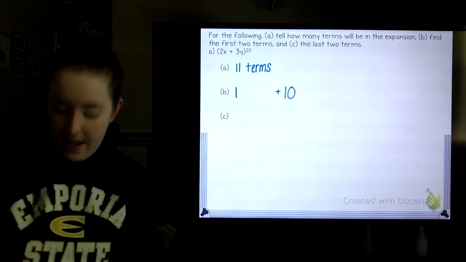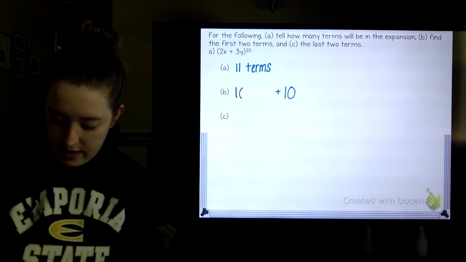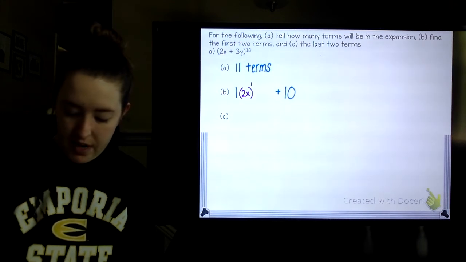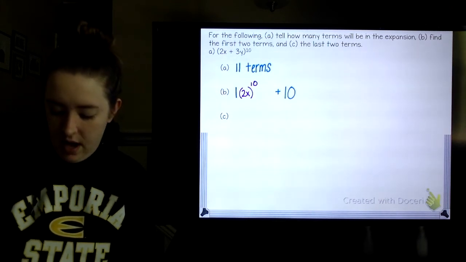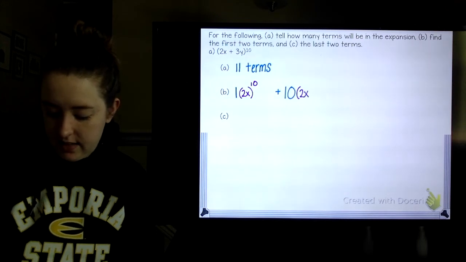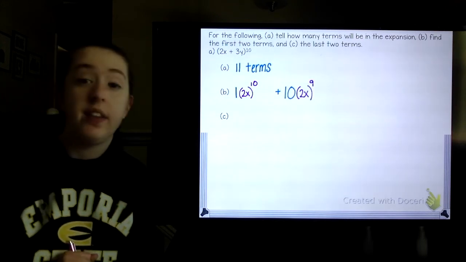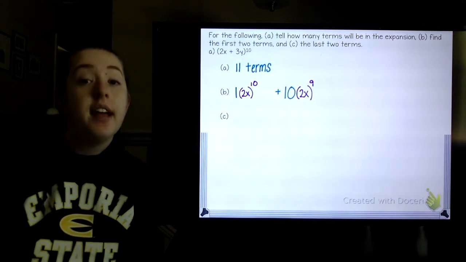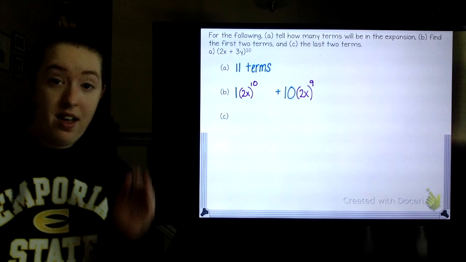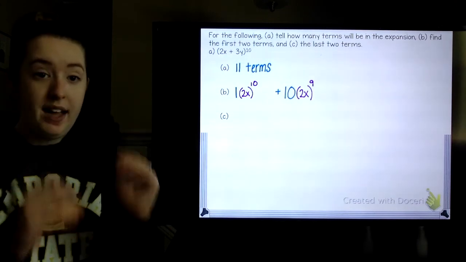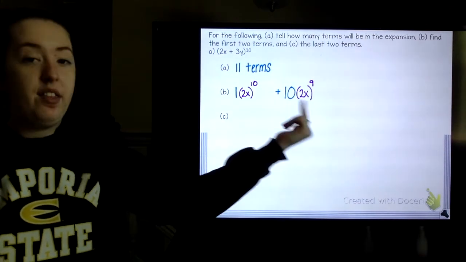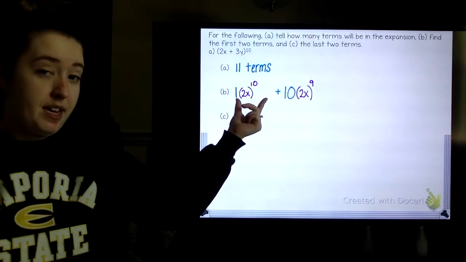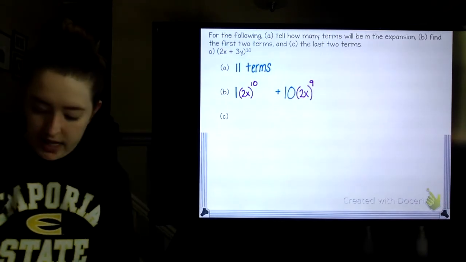So my first term is 2x. I start with that power on my binomial, 10. And then in my next term, 2x, and subtract 1 from my power, and that would be the 9th. Next, I would go through and take 3y, 10th, 9th, 8th, all the way down. That would mean that I would have 3y to the 0 power, so it wouldn't be here, and then 3y to the first right here.